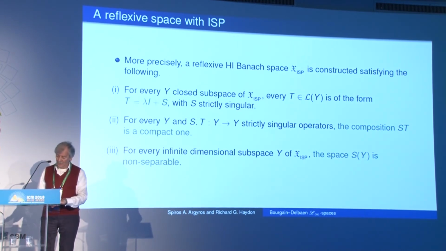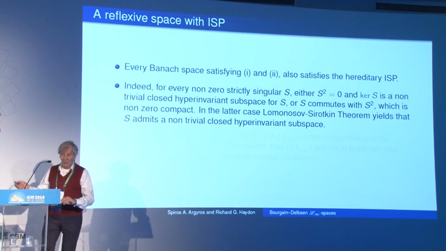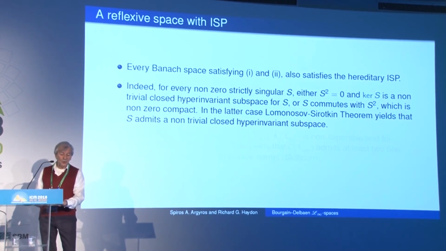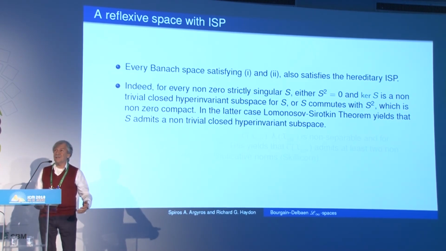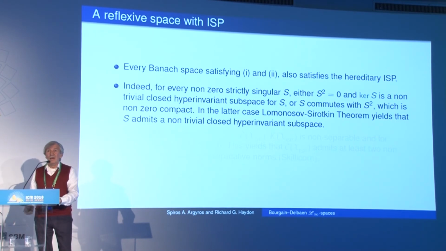and also, probably I have 1 or 2 minutes because we have a problem with the machine. Thank you. Every Banach space satisfying 1 and 2 also satisfies the hereditary invariant subspace property. And this is easy to explain because here is the importance of Lomonosov's theorem. Because the square is compact, that means that your operator commutes with the square of the operator, and therefore from Lomonosov's theorem and the Hooker-Sirotkin extension in the real case, you have the property.